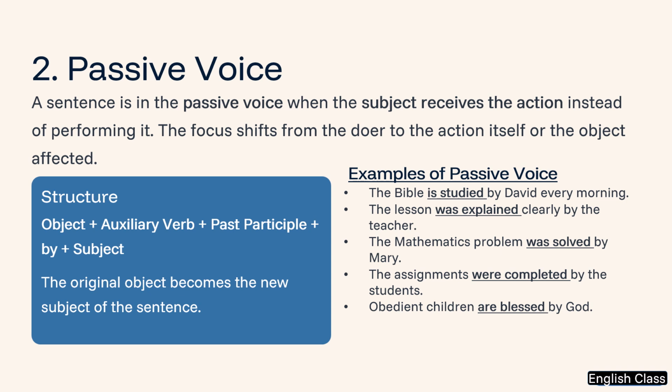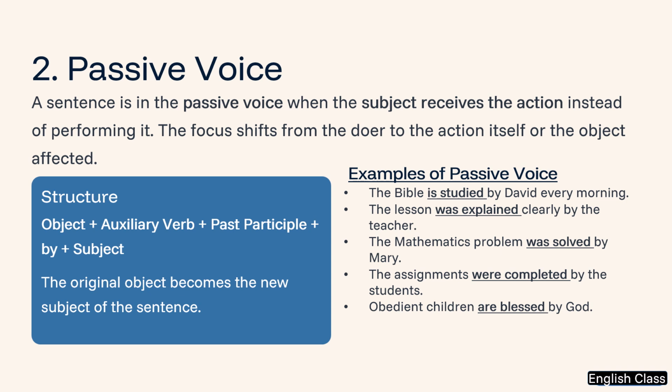Hence, the structure of a passive voice is that the object comes before the auxiliary verb and then the past participle of the tense of the verb used, then by, then the subject. So we have object plus auxiliary verb plus past participle plus by plus subject. The original object becomes the new subject of the sentence. Can you see that? So let's check this with these few examples.